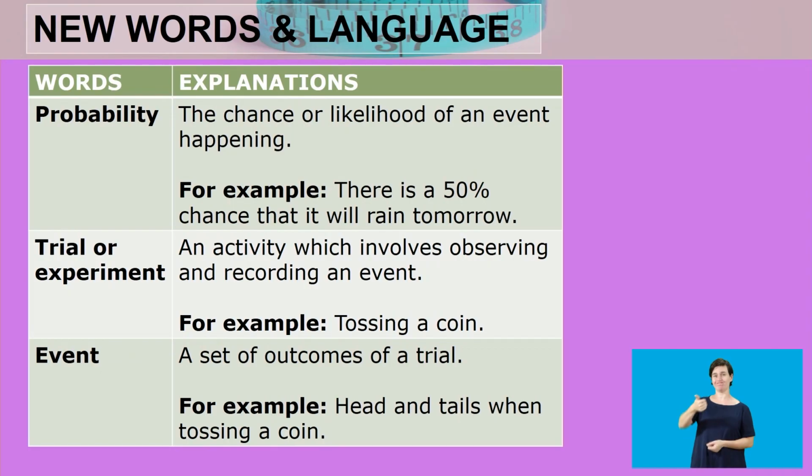Event, this is a set of outcomes of a trial. For an example, heads and tails when tossing a coin. So whenever we toss a coin, we know that there are only two outcomes that we can get out of tossing a coin. So that outcome can either be a head or it can be a tail.